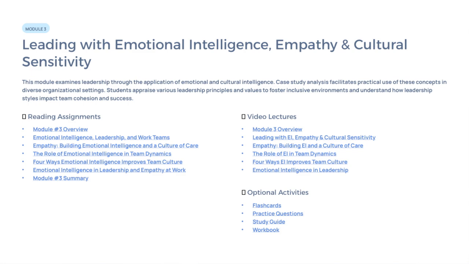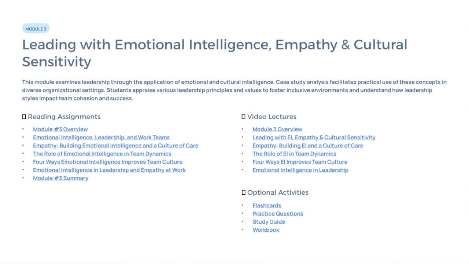This module, Module 3, focuses on leading with emotional intelligence, empathy, and cultural sensitivity, crucial skills for effective leadership today. We explore how empathy builds emotional intelligence and fosters a caring culture within teams. Understanding the role of EI in team dynamics helps us see how leaders can promote collaboration and trust. We also look at 4 specific ways EI enhances team culture, making workplaces more inclusive and productive.